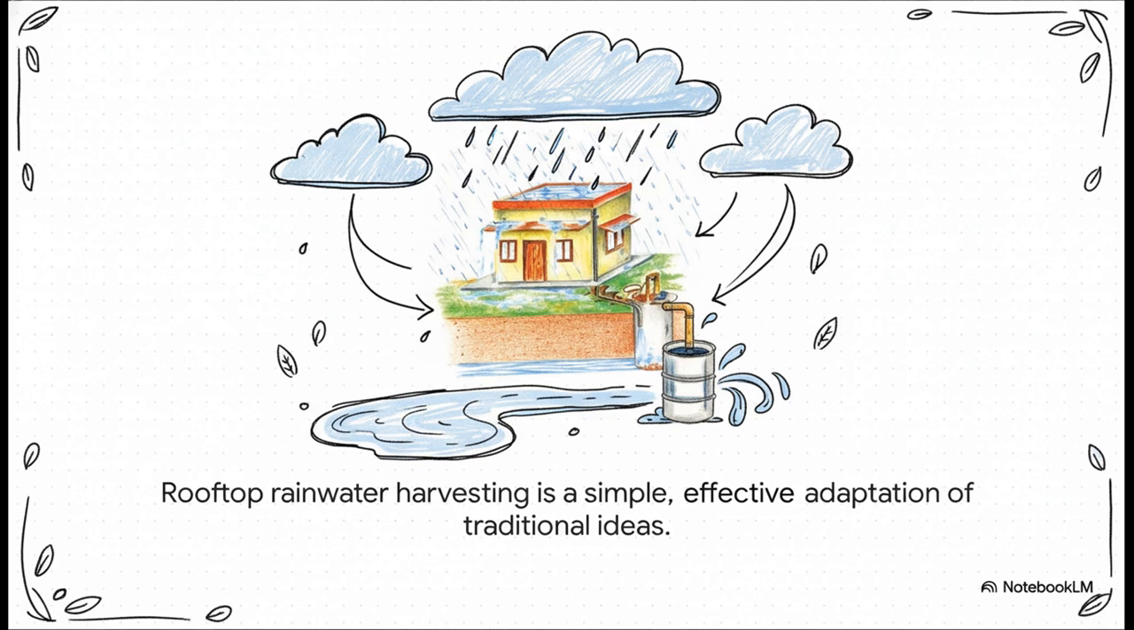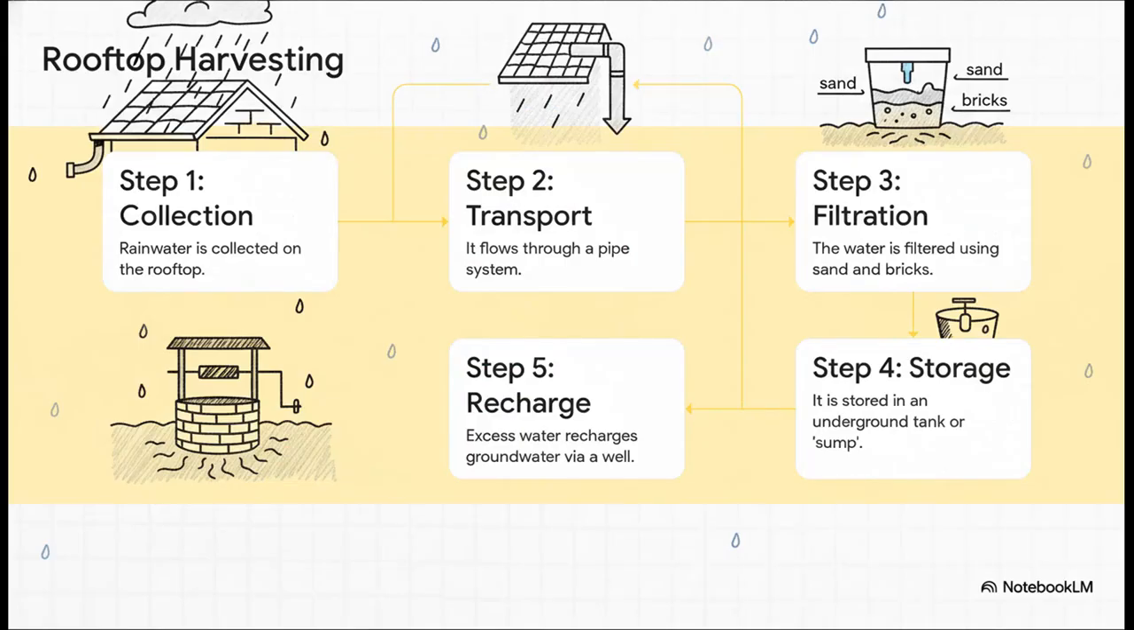So the question is, how can we use this traditional wisdom in our modern lives? Well, one of the simplest and most effective methods is rooftop rainwater harvesting. The concept is really very simple. You just collect the rainwater that falls on your roof instead of letting it run away. Let's look at how it works. Okay, let's follow the journey of a raindrop here.